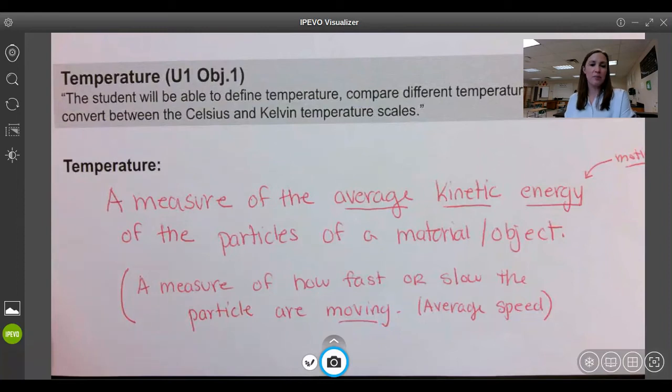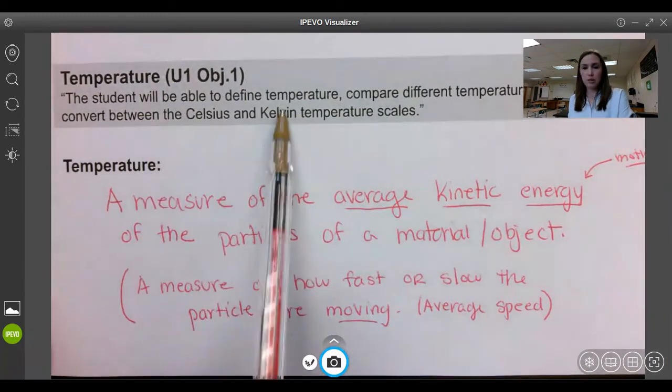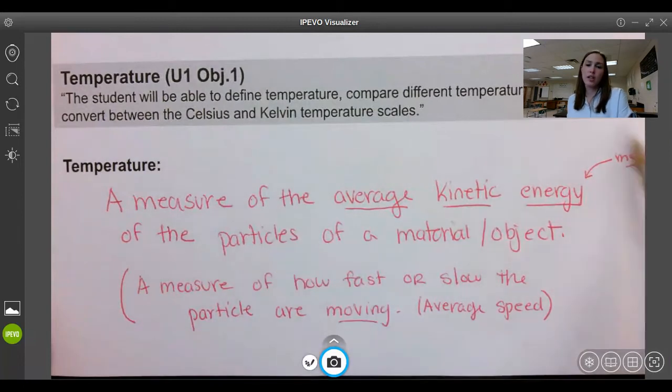Hey guys, today we're going to be focusing on our first big objective in our first unit, which is on temperature. So what we need to be able to do after we've been going through our practice is define temperature, which we're going to do first, compare different temperatures of different materials, and also be able to convert between our degrees Celsius scale and our Kelvin temperature scale.